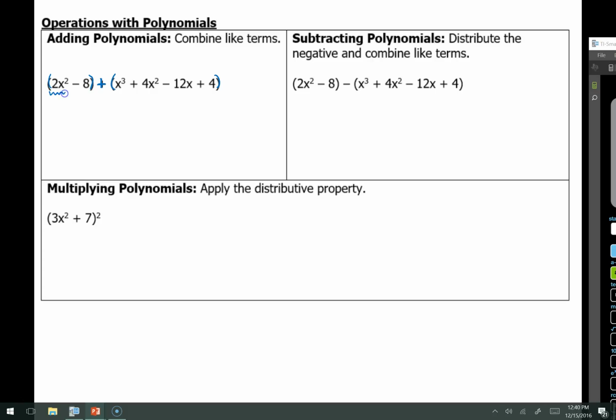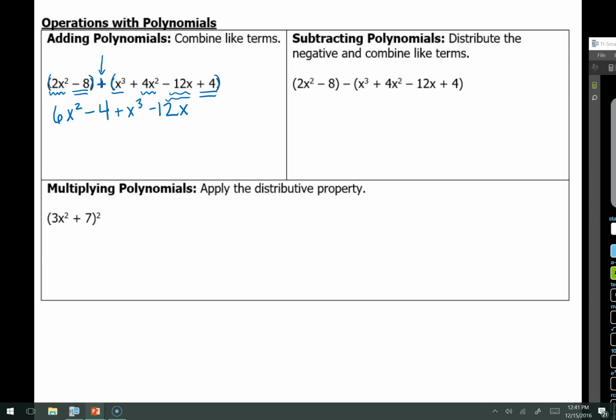So this one has an x squared term, so I'm going to look over here and go, okay, that has an x squared as well. So I'm going to add those two numbers together because it's asking me to add. 2 plus 4 is 6x squared. And then I have this minus 8. My like term is this one that's also a constant. So I'm going to do negative 8 plus 4. That's negative 4. And then these guys don't have any other like terms to combine, so I'm just going to write them as they are. Plus x to the third minus 12x.